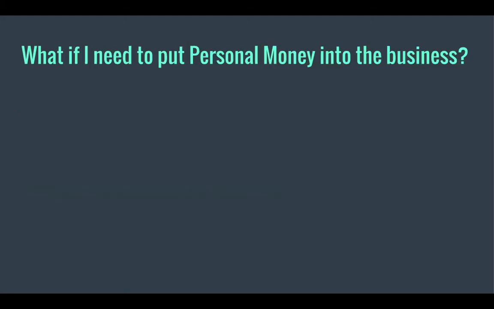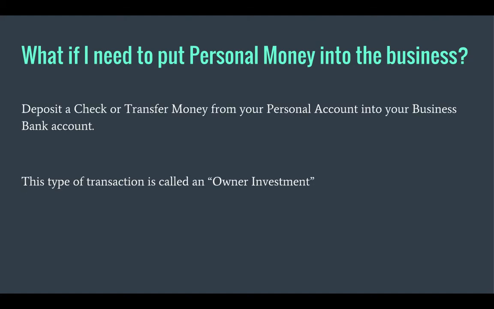Now, in the opposite, if you need to put personal money into the business account, say you have a big expense coming up and you may have transferred too much business money into personal already and you need to put some money back, well then all you have to do is deposit a check or transfer money from your personal account into your business bank account. And this type of transaction is called an owner investment. So a lot of times you'll see in various softwares, they'll either have a combined category of owner investment / draw, or you'll see separate categories that say owner investment and owner draw.